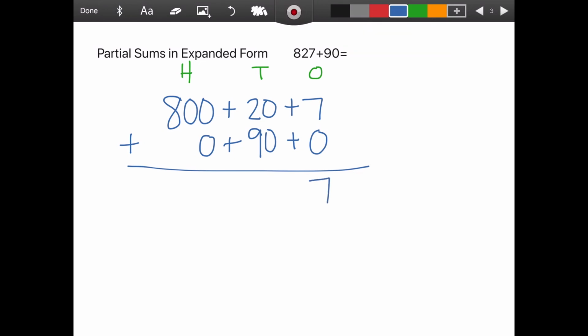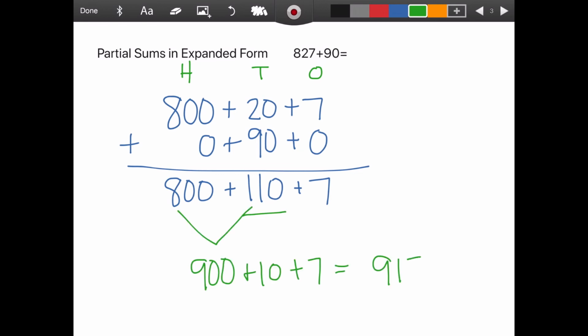So if we start in the ones place, we had 7 plus 0 equals 7. In the tens place, 20 plus 90. I can use a strategy such as starting with 90 and keep counting up. So 90, 100, 110. And then adding in the hundreds place, we have 800 plus 0 to equal 800. So we have those three parts, 800 plus 110 plus 7. So we can put the 800 and the 100 together to be 900, plus 10 plus 7 to equal 917.